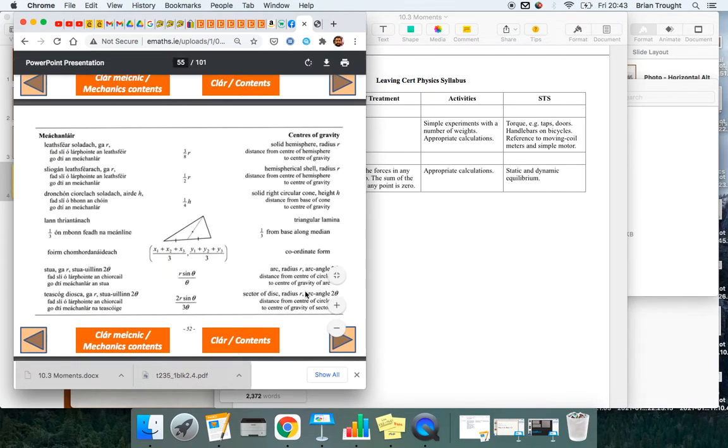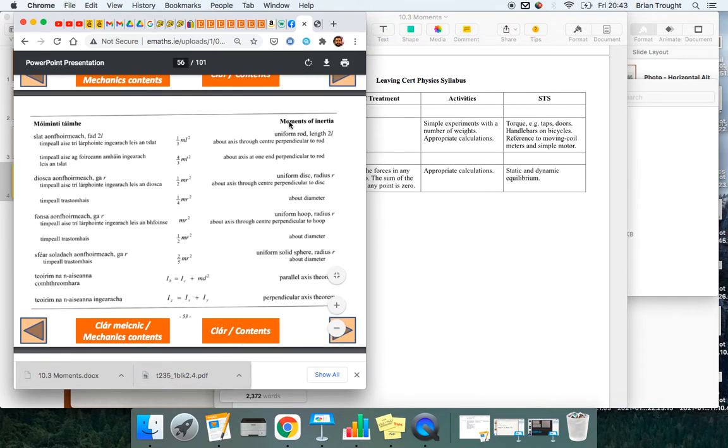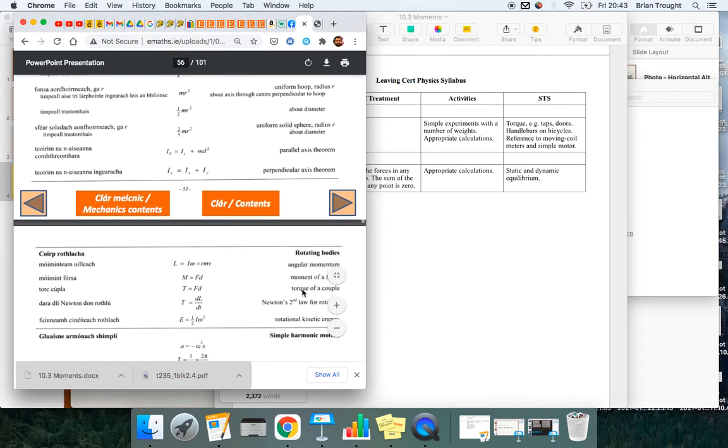Centers of gravity, usually not applicable to Leaving Cert physics. We have moment of inertia, but this is a different moment. This has to do with objects spinning in dynamic equilibrium more than static equilibrium. So the objects are actually spinning. And the moment of inertia is how difficult it is to change the turning effect of an object. So this is more applied maths rather than Leaving Cert.